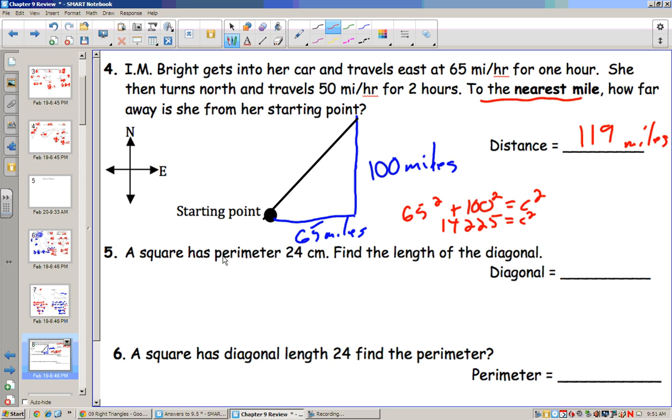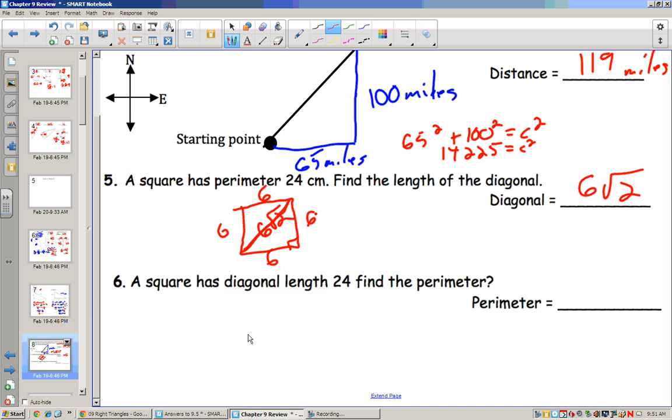Now for our next problem, it says a square has a perimeter of 24. Let's find its diagonal. Well, if its perimeter is 24, if we divide that by the four sides, each side is going to be 6. Now the diagonal cuts through like this. So if I have 6 and 6, my hypotenuse has to be 6 times the square root of 2.